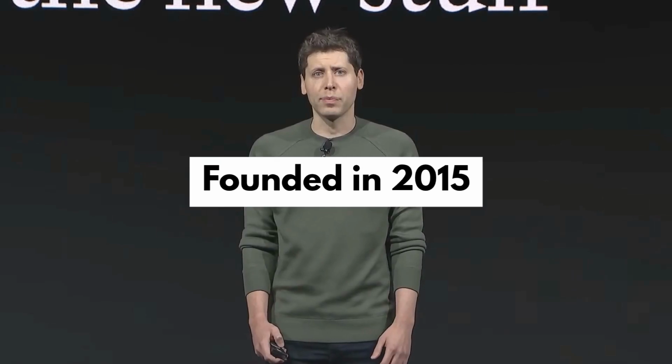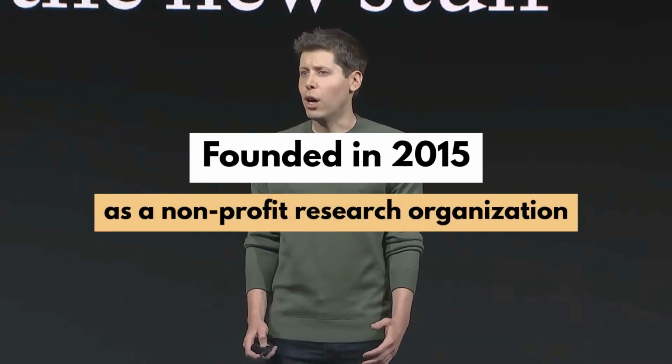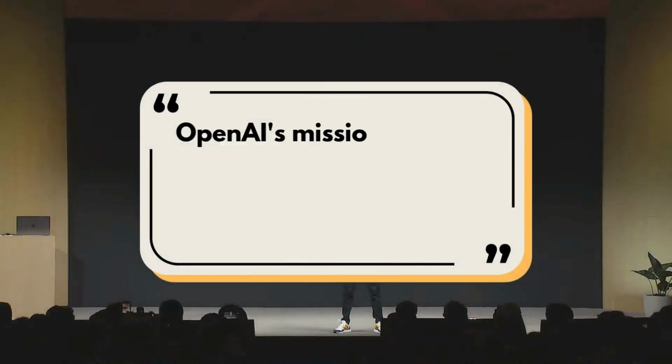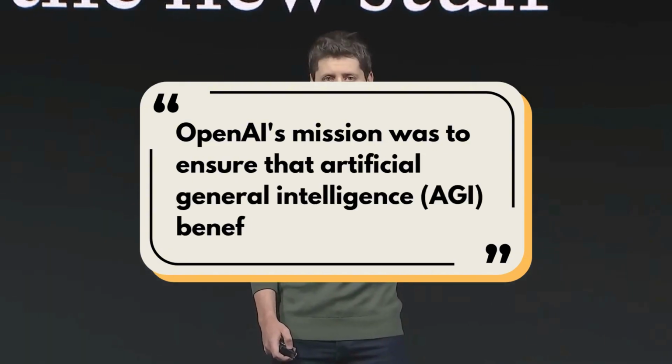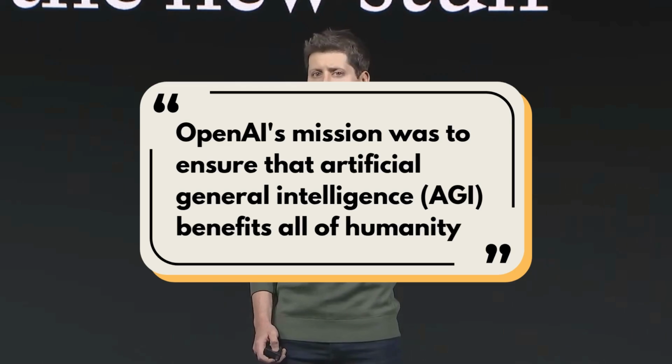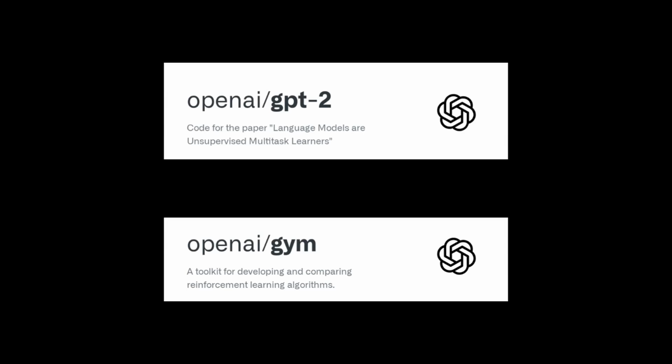The OpenAI controversy: from open to closed. One of the most fascinating case studies is OpenAI. It was founded in 2015 as a nonprofit research organization. OpenAI's mission was to ensure that artificial general intelligence, or AGI, benefits all of humanity. It pledged to make research and code open source, as stated in its founding charter. In its early years, OpenAI released models like GPT-2 and tools like OpenAI Gym openly.